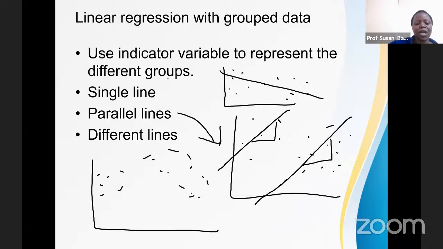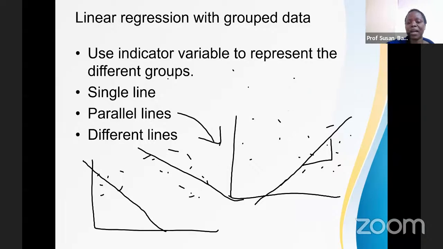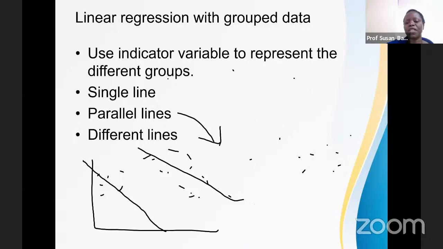Separate lines will have different intercepts and different slopes. I'm not very good at drawing, but we are going to have different intercepts and different slopes in the separate lines. How do we get the different slopes? Once you have your dummy variable, let me clean this and show you what happens when you want to include the different slopes.